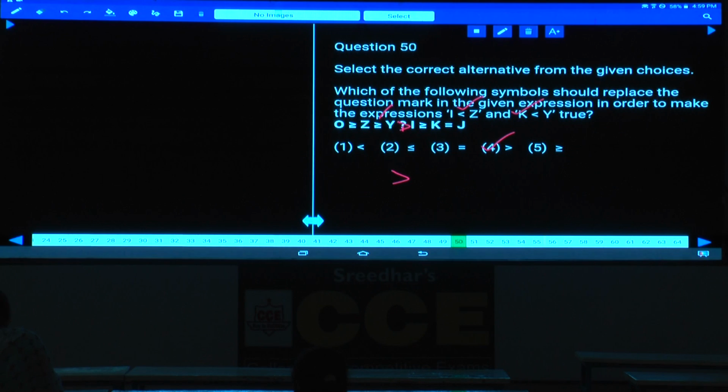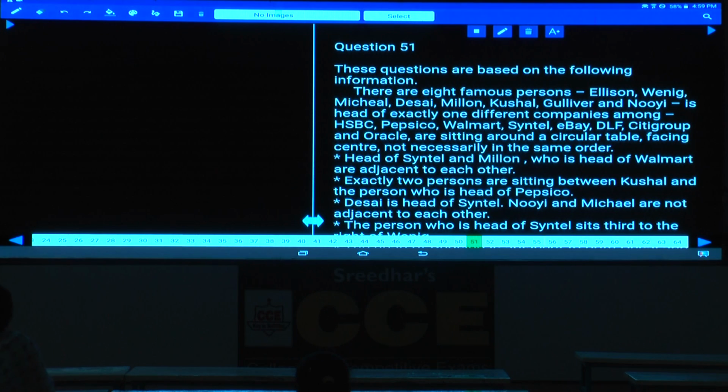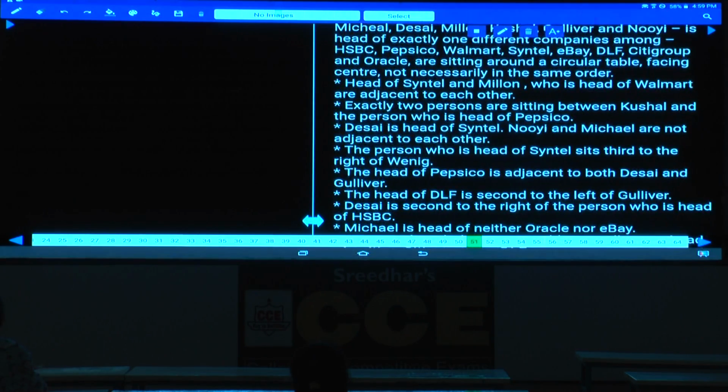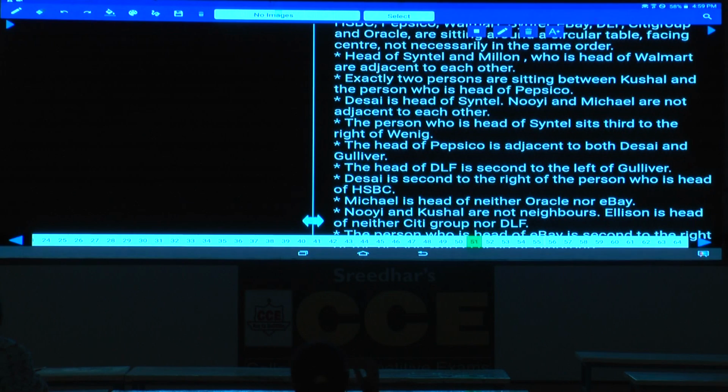Then question numbers 51 to 55. Now in these question numbers 51 to 55, there are 8 famous persons: Ellison, Wynne, Michael, Desai, Millen, Kushal, Gulliver and Nui. Each is the head of exactly one of different companies, among HSBC and so on, and all these persons are seated around a circular table facing the center, clearly given. Now, how many persons are there? There are 8 persons seated around a circular table facing the center, and each of these persons is the head of a different company.